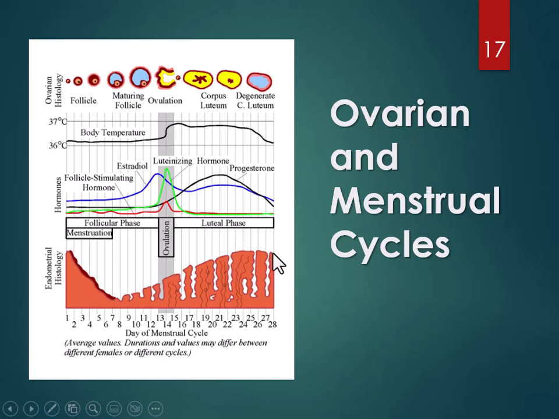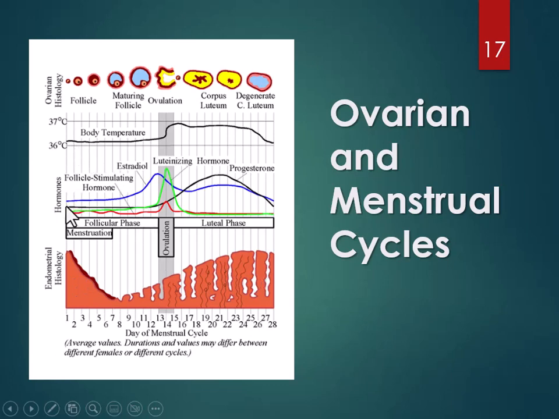If day 28 hits and you're not pregnant, or there's no implantation, the lining is again lost. And the 28 days is average. Not all women hit 28 days. In fact, very few do, but that's the average. So that is the menstrual cycle.